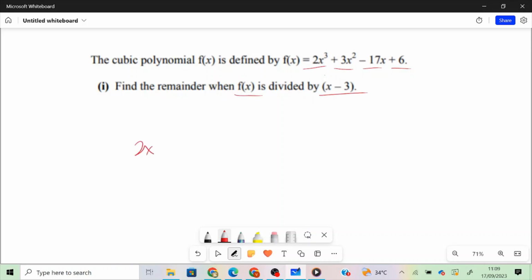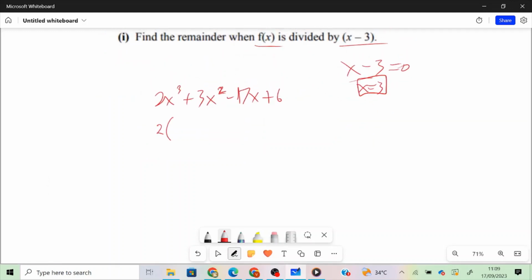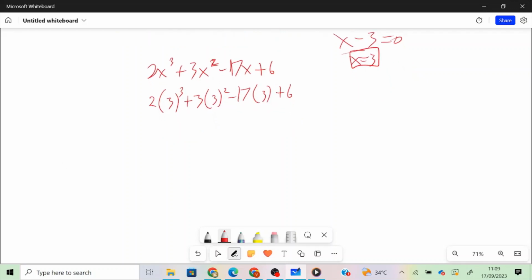So again, we have our 2x cubed plus 3x squared minus 17x plus 6, and it said when it's divided by x minus 3, so x minus 3 equals 0, x equals 3. So we substitute x equals 3 into the various positions over here. We're going to have 2 into 3 cubed plus 3 into 3 squared minus 17 into 3 plus 6. We know that x minus 3 is not a factor of the polynomial because the question says find the remainder. So eventually we're meant to get not a 0, basically.